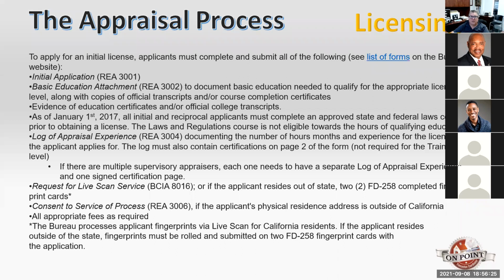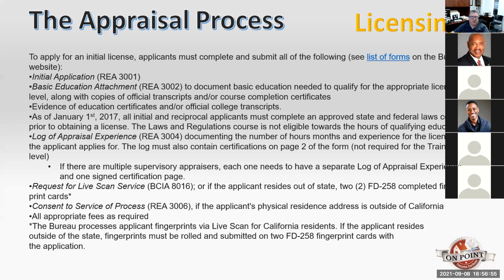There are multiple supervisors and appraisers. Each one needs to have a separate log. You need to do a live scan. We did that as real estate agents as well, and consent to service of process if the applicant's physical residence is outside of California, and all appropriate fees are required, obviously. The Bureau processes applicant fingerprints via live scan for California residents. If the applicant resides outside of the state, fingerprints must be rolled and submitted on that form.